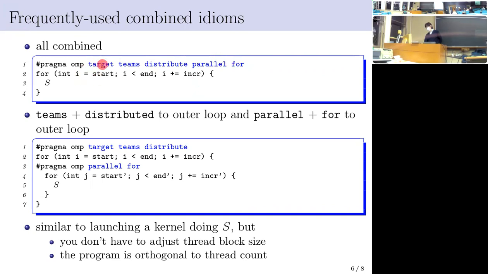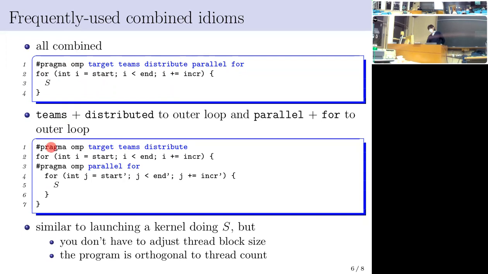Well, basically, target says, okay, I want to move the execution to the GPU. So it's essentially saying you want to execute this loop on the GPU. And teams distribute parallel for combined are essentially saying the same thing: you want to distribute iterations of this loop to threads and thread blocks.